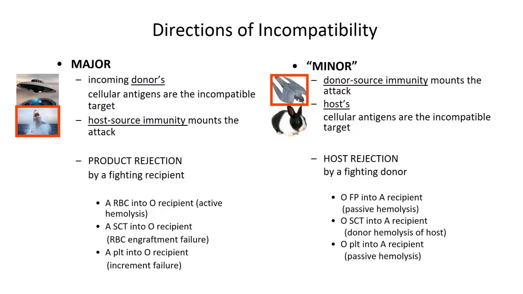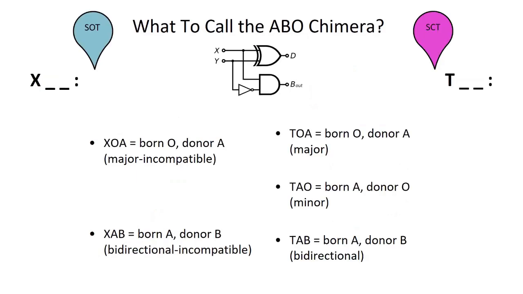An O plasma being given to an A recipient can cause hemolysis of that group A host. An O stem cell graft can elaborate passenger lymphocyte anti-A secretion activity that can hemolyze residual host A red cells, and an O platelet suspended in O plasma bearing anti-A can cause recipient hemolysis, just as in the example of IVIG-mediated hemolysis.